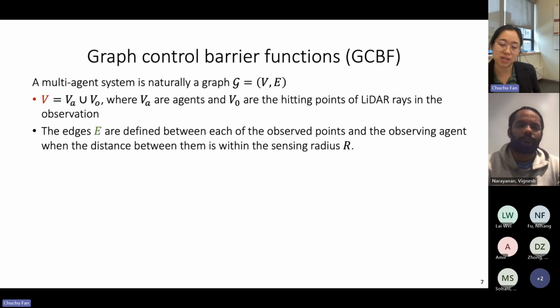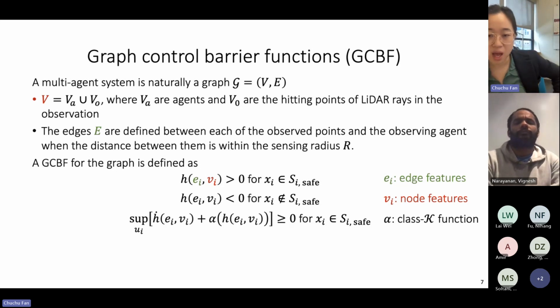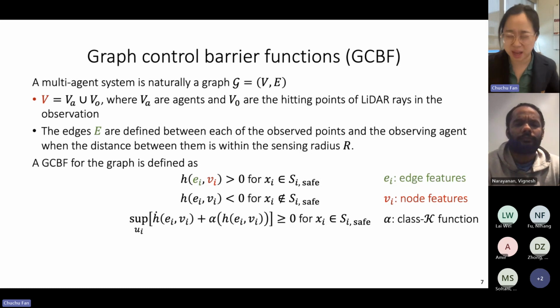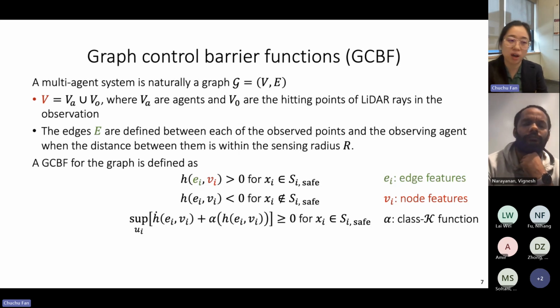And also in a practical setting, it will be difficult for the agents that are far away to communicate to each other. Now, if we have this graph model of a multi-agent system, the graph control barrier function is a scalar function that will take in two types of input and output a scalar value. The input for each agent would be the edge feature and the node feature. Edge feature basically denotes what is being communicated along the edges, and node feature means what that neighbor, that node that is talking to you, is.